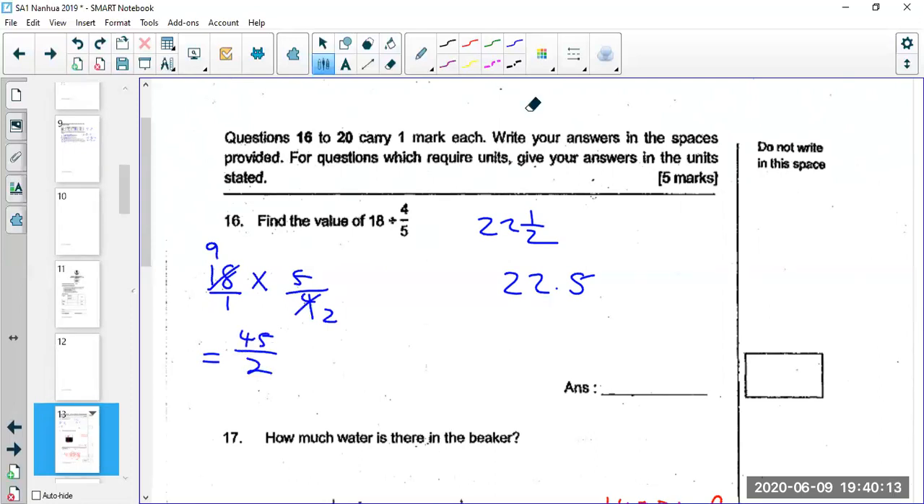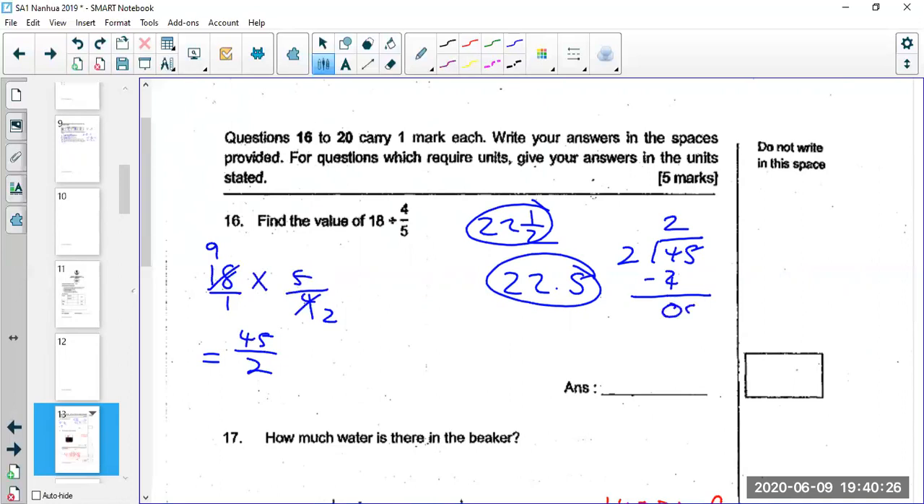45/2. Okay, now we can write as a fraction. We can also write as a decimal. So you take 45 divided by 2. 2 times 2 is 4. And then you minus 2 times 2 is 4 again. And if you want to write as a fraction, then that's where you stop. You have a remainder. So 22 and half. Okay, that is your fraction.